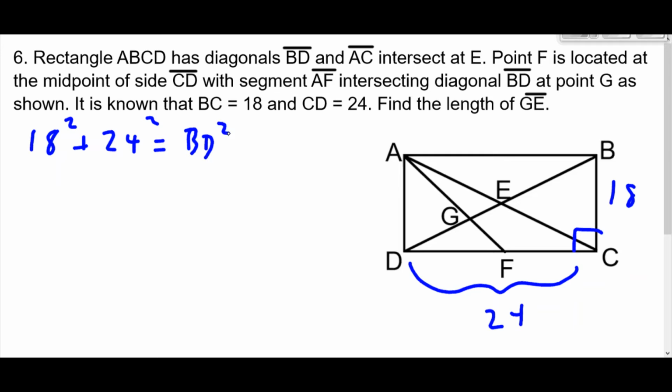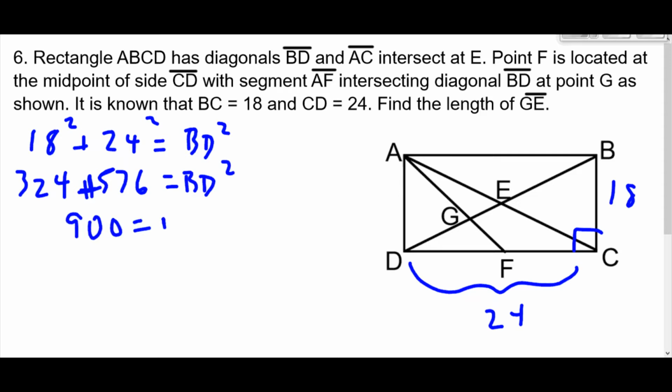Okay, so we know 18 squared should be 324, and 24 squared, I believe, is 576, and that is equal to BD squared. And so we add this together and we end up with 900. 900 is BD squared, which if we take the square root of both sides, we should get 30. So BD is 30. Okay, so that's important information.